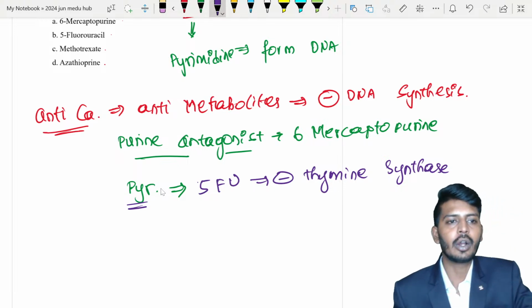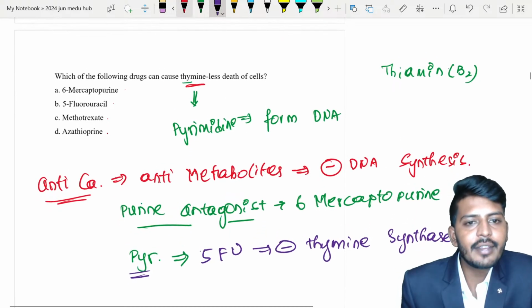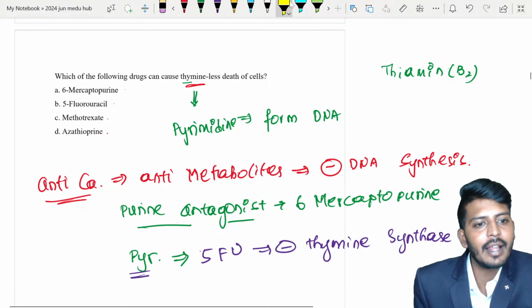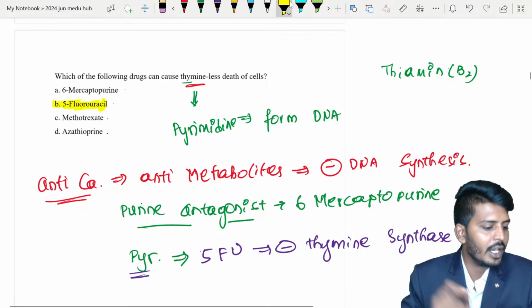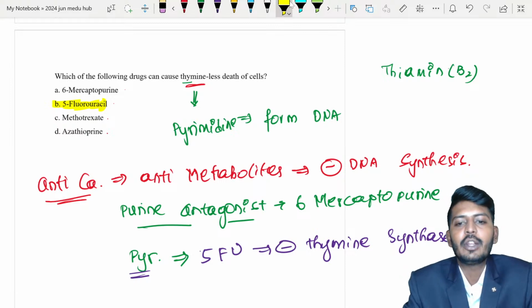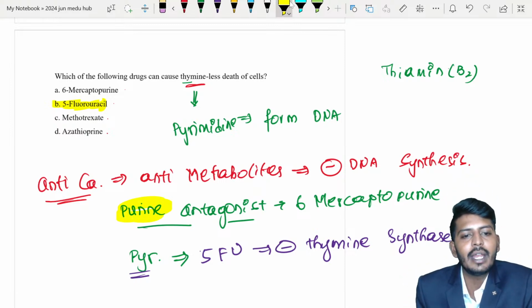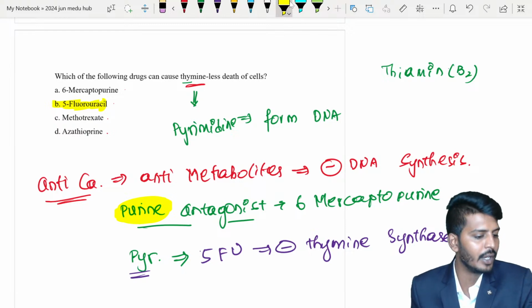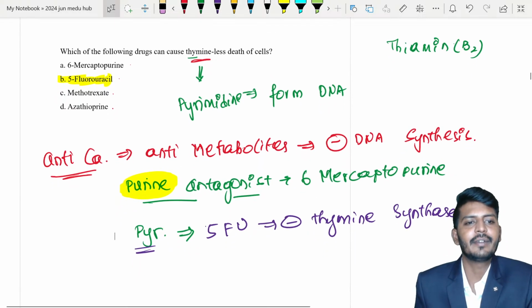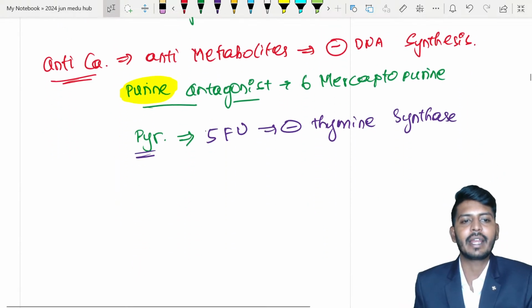Okay, all good. So the answer is 5-fluorouracil. What does 5-fluorouracil do? It inhibits thymine synthase. And 6-mercaptopurine is a purine antagonist. So that is the story of 5-fluorouracil and mercaptopurine.